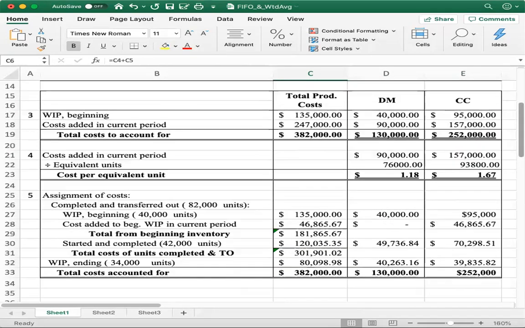So now we completed this problem and I hope you understood it, and if not, I'll be posting more FIFO method problems on my YouTube. Please feel free to review them.